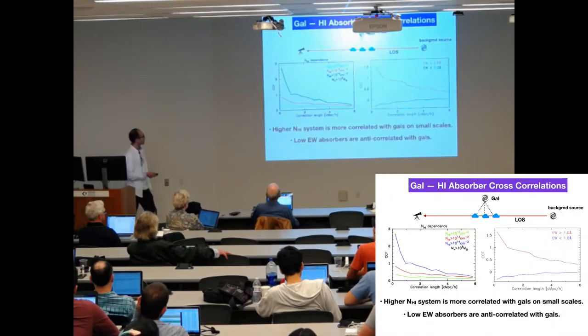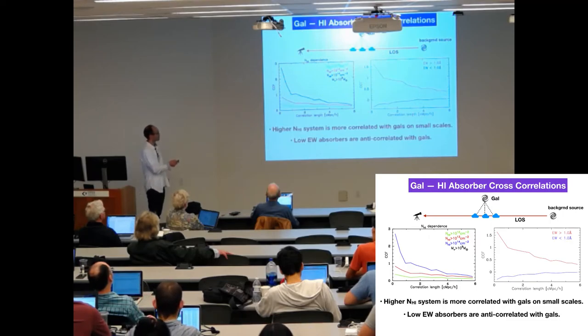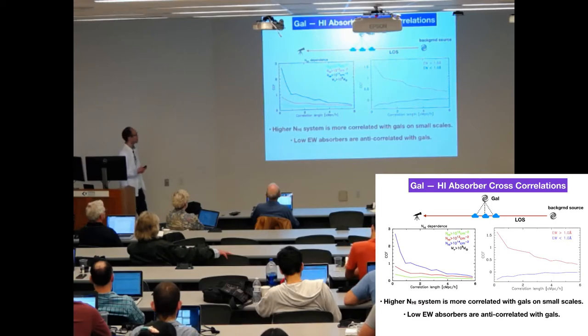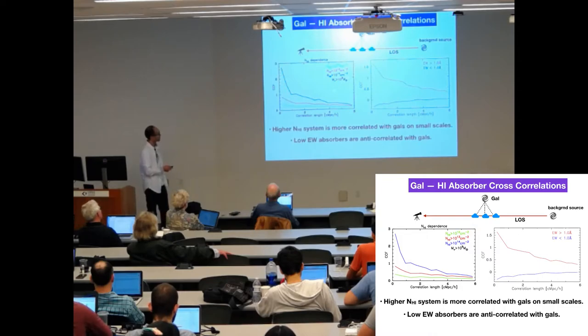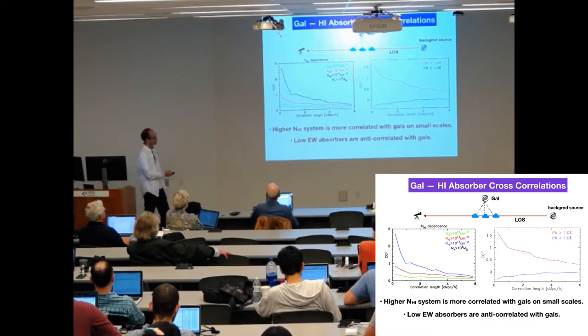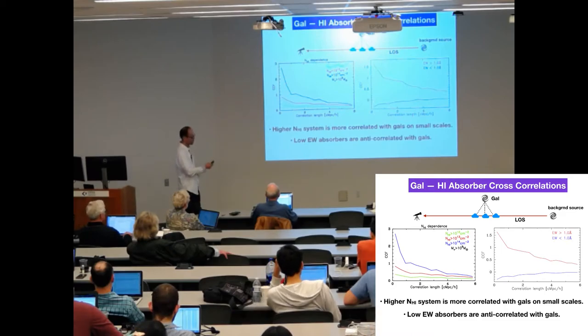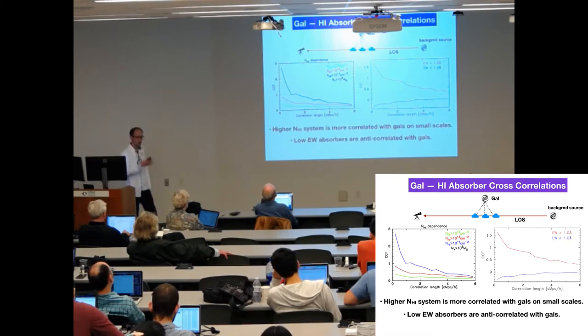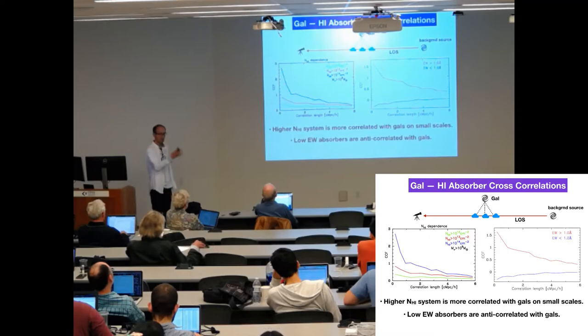Okay. And then we also calculate the galaxy H1 absorber cross-correlation. So you have galaxies in the simulation and also absorbers. We cross-correlate those two populations and see what kind of strength you can get. And then you see that the higher the column density is, of course, the more closely correlated with the galaxies. And if you go to lower column density objects, you have less. And if you have very low equivalent width absorbers, you might even be anti-correlated with those massive galaxies because they're distributed in the field region. Okay, so these can be tested with the upcoming data of galaxy positions and H1 absorber positions.